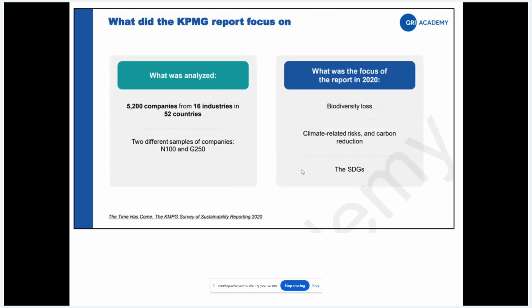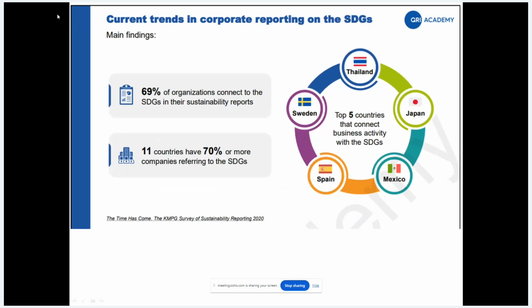So there is a KPMG report. Based on that report, there are some findings that 5 countries, Thailand, Japan, Mexico, Spain, and Sweden, are performing at the top level. They are the top 5 countries that connect business activity with the SDGs. Thailand is also one of the countries.